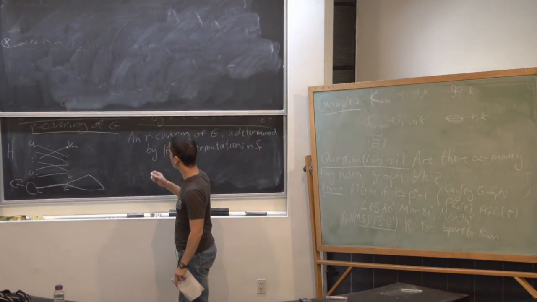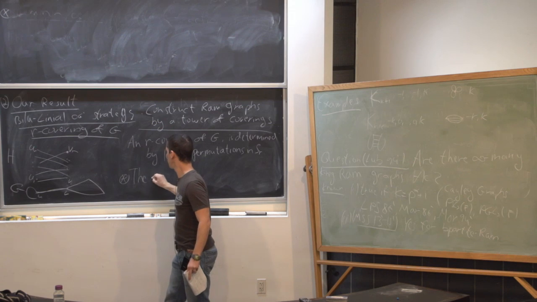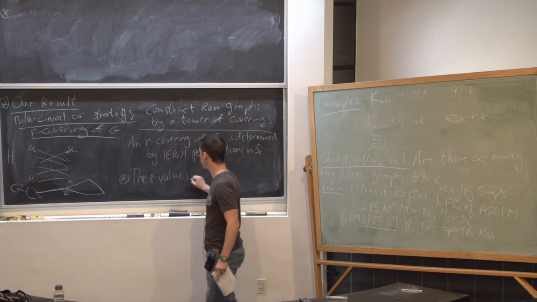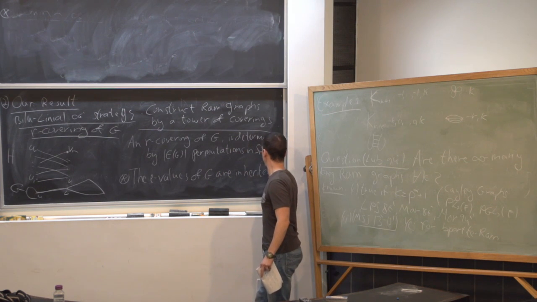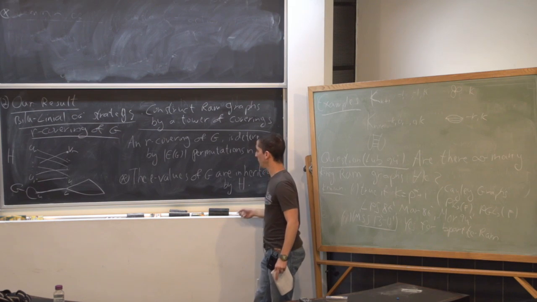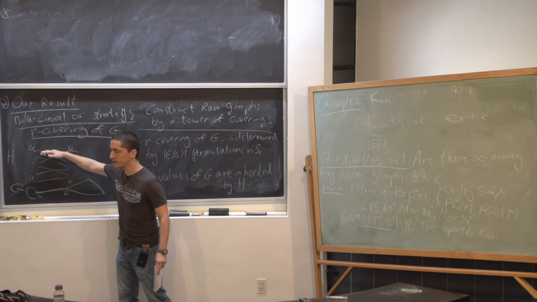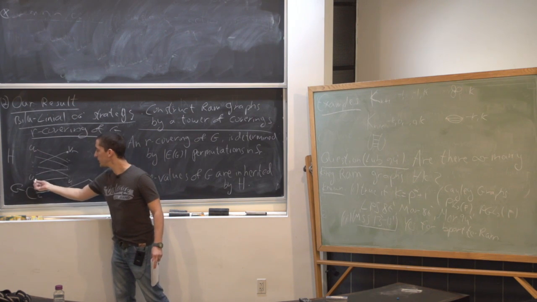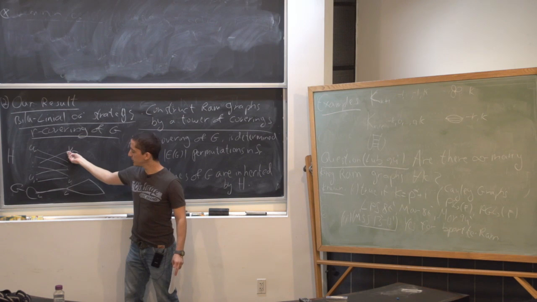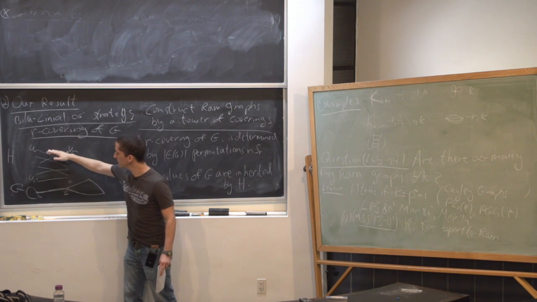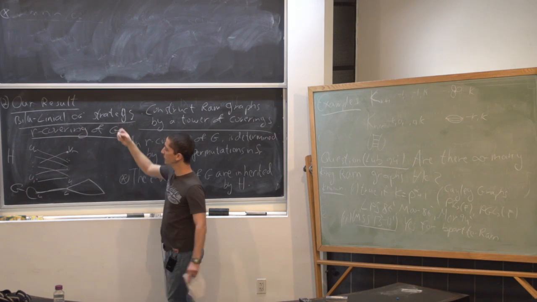Before I define this, another important property is that the eigenvalues of G are inherited by H. Why is that? Because if you take some eigenfunction here, you can simply duplicate it to be an eigenfunction of this graph. Take this value and put the same value on all these vertices. Because the local picture looks the same, if you take this eigenfunction and put it on the covering, it will also be an eigenfunction with the same eigenvalue.